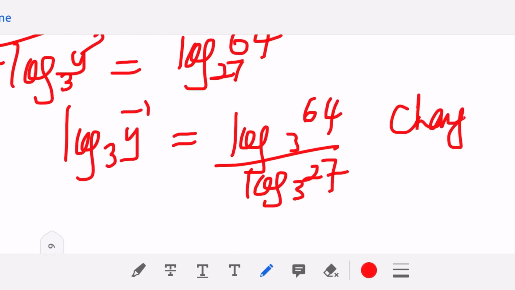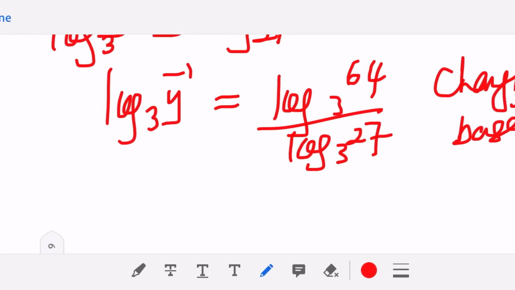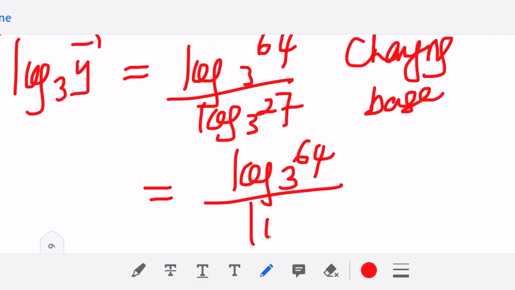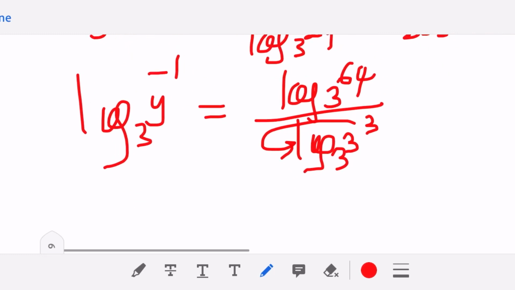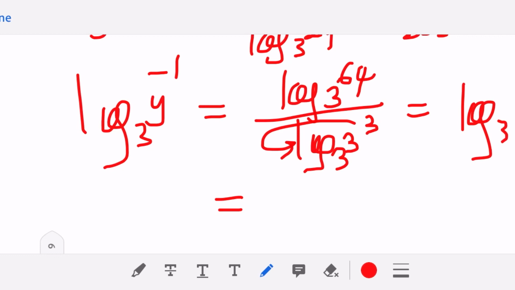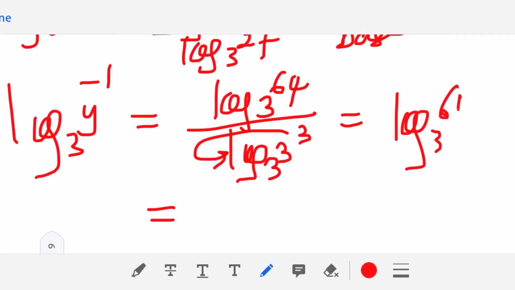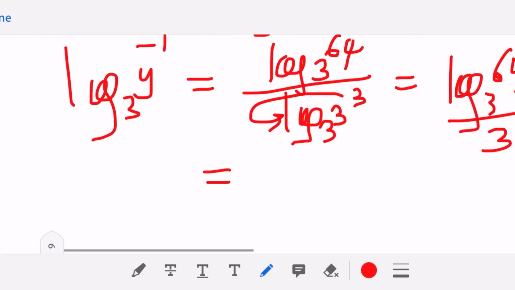Now the left hand side is okay, one term, but the right hand side you are having log 27. The base is not base 3, so we need to change to base 3. So you will have log base 3 of 64 over log base 3 of 27. 27 is 3 to the power 3, so the moment you change the base for any log, you will get a number, and that number is the power. So you can write log base 3 of 64 over 3, no problem.